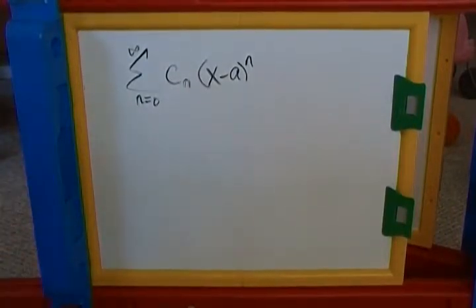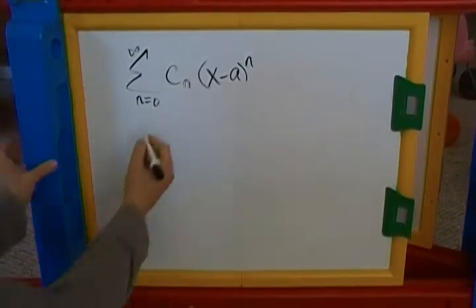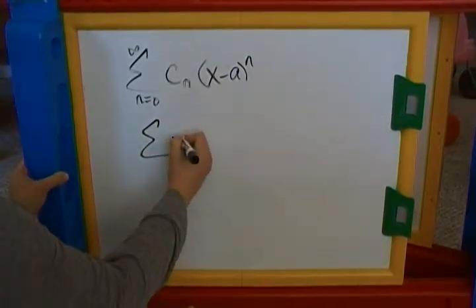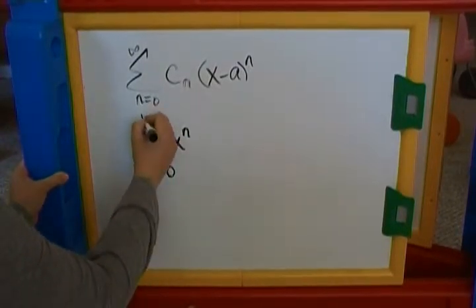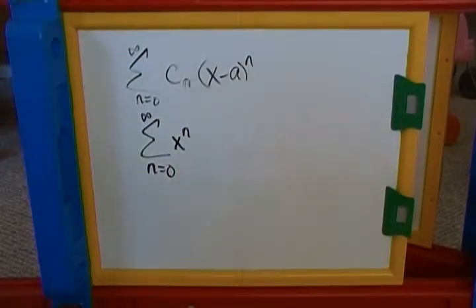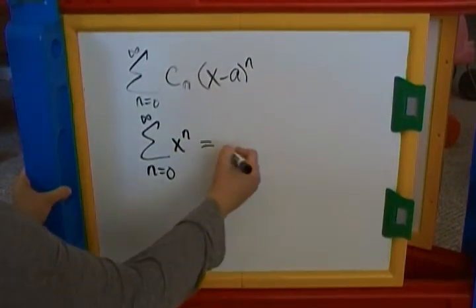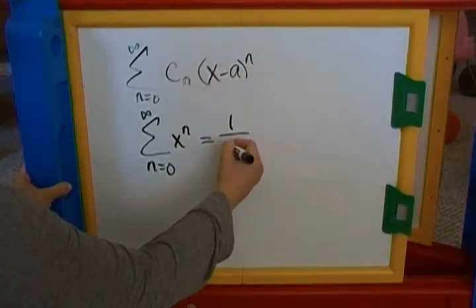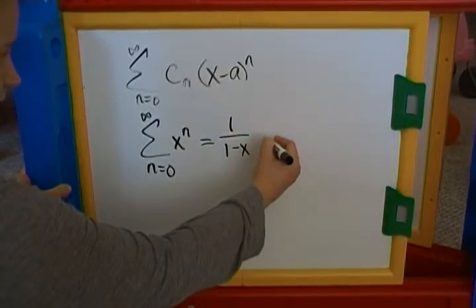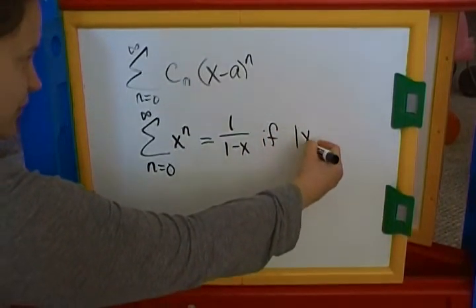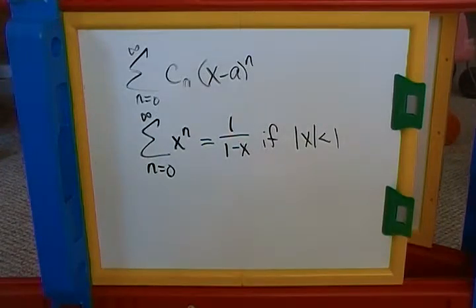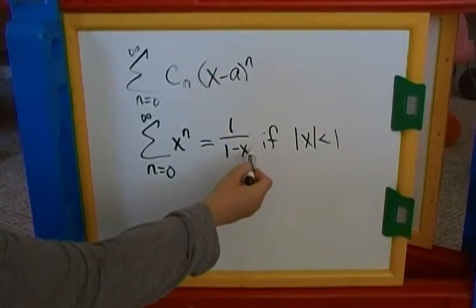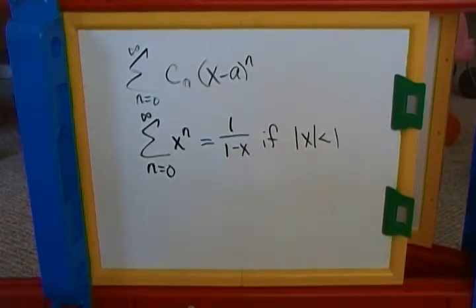And then when we looked at the specific one of x to the n, we saw that this thing equals, because it's geometric, 1 over 1 minus x if the absolute value of x is less than 1. Because remember, the geometric series test says that this converges if this thing is less than 1.